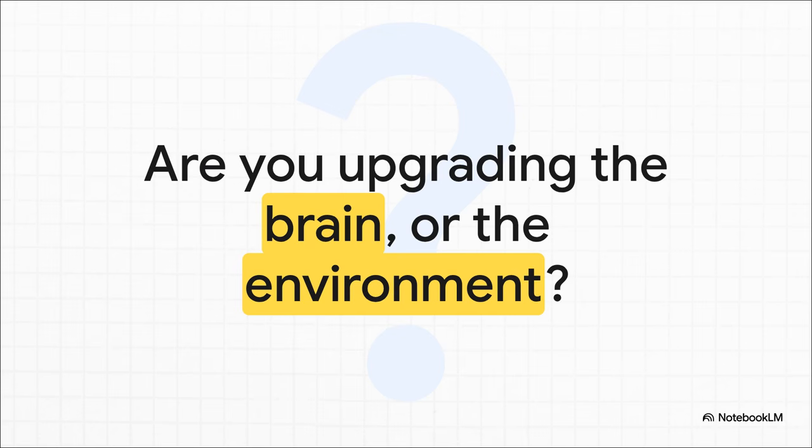When your AI workflows fail, or stumble, or hallucinate, what's your very first instinct? Most of us try to upgrade the model, right? Or we write a slightly longer, more desperate prompt. But the fastest leaps in performance don't come from passively forcing the brain to be better. They come from actively engineering the environment around it. So the next time you're designing an autonomous system, ask yourself, are you upgrading the brain or are you upgrading the environment?